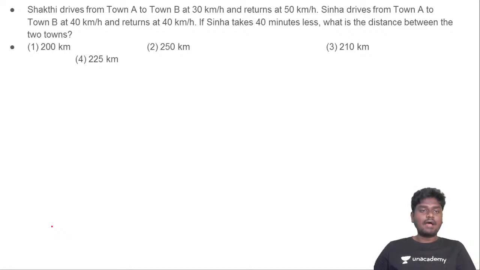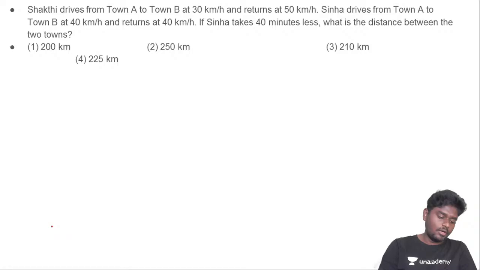So you have the next question, that is Shakti drives from town A to town B at 30 km per hour and returns at 50 km per hour. So, you have one more person, Sinha, from town A to town B. He drives at 40 km per hour and returns at 40 km per hour. If Sinha takes 40 minutes less, what is the distance between the two towns? That's your question. Come on, guys, start doing this question.